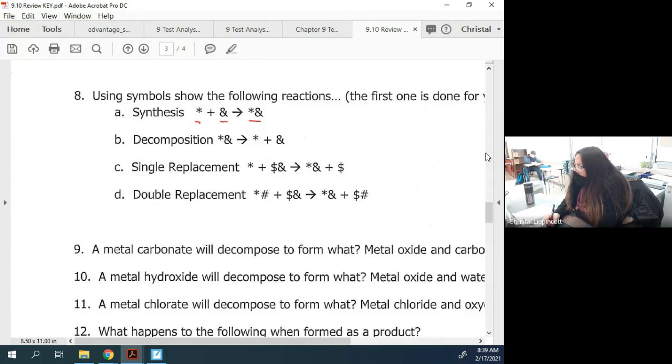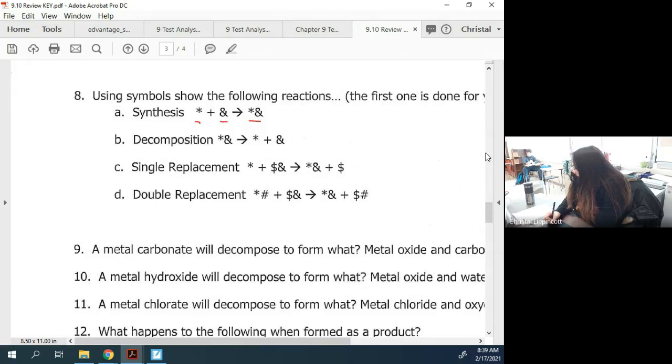In our example in class, we had a cat, we had a fish, and then the cat ate the fish, if you remember right. Decomposition, we had an egg, and then we had the egg shell and the chick off to the side. Single replacement, we had a dog with a bone, and we had a steak here. And then the dog picked up the steak, and then the bone was left off to the side. And then here we had a bunny with a bone and a dog with a carrot. And then the bunny ended up with the carrot, and the dog ended up with the bone.